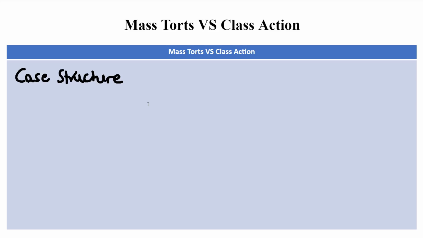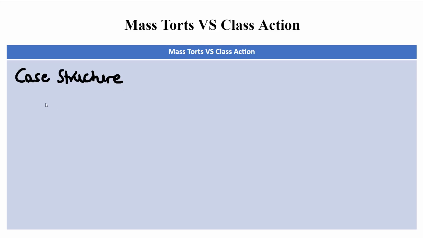Now, in mass torts, each plaintiff files their own lawsuit, but cases are often consolidated during pre-trial stages through multi-district litigation or MDL. This centralizes the process, simplifying tasks like evidence collection and witness deposition. Now, after pre-trial, each case proceeds individually, ensuring tailored outcomes based on specific circumstances.